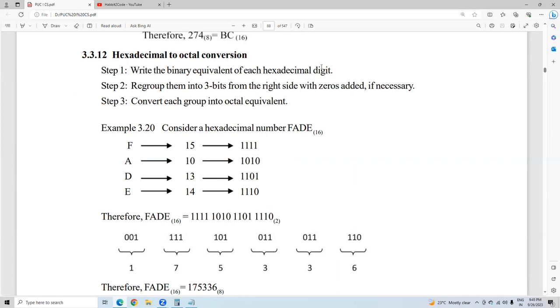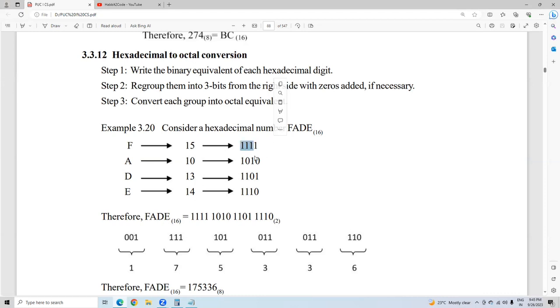Write the binary equivalent of each hexadecimal digit as per the table given above. Regroup them into 3 bits because octal is there, right? From the right side, with zeros added if necessary, convert each group into octal equivalent. See the example they have given, FADE base 16. It's a hexadecimal number. F stands for 15, A stands for 10, D stands for 13, E stands for 14.